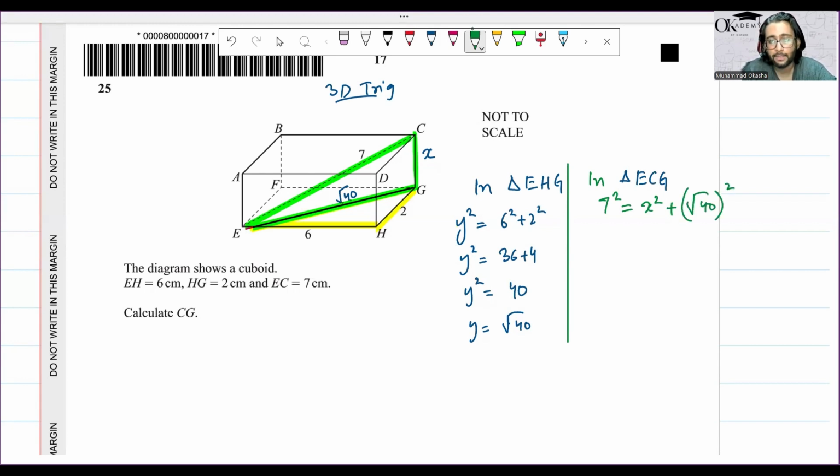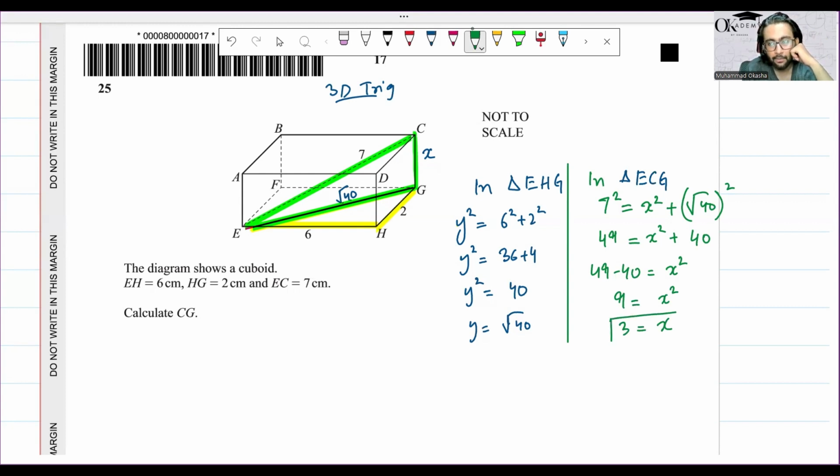I need to find out the value of x. So 7 squared is 49 equals x squared plus, the square will cancel out the square root and I'll be left with 40. 49 minus 40 is equal to x squared. 9 is equal to x squared. X is equal to 3.